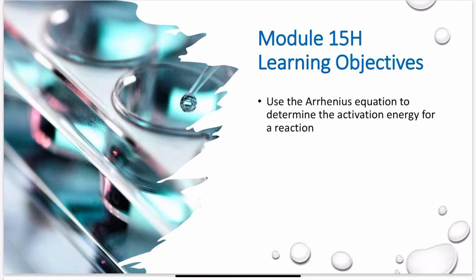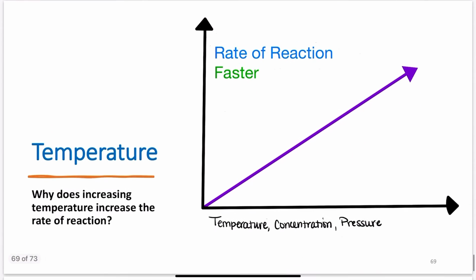For the last module in this chapter, let's go ahead and talk about the Arrhenius equation. The Arrhenius equation actually allows us to determine the activation energy for a reaction. As a reminder, what am I talking about when I talk about rates of reaction? Well, first, things like temperature can increase the rate of reaction. So can concentration and pressure. We see as we increase the temperature, the concentration, the pressure, the rate of reaction increases.